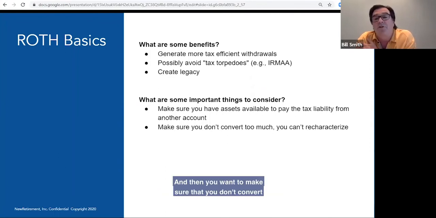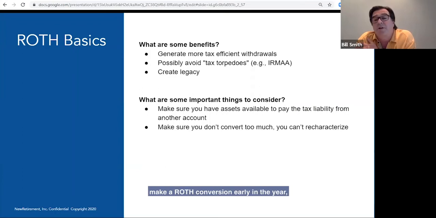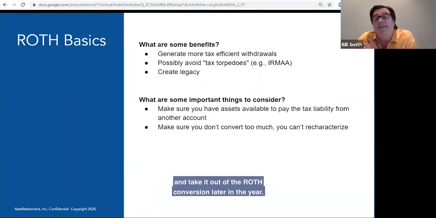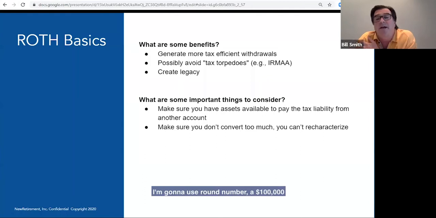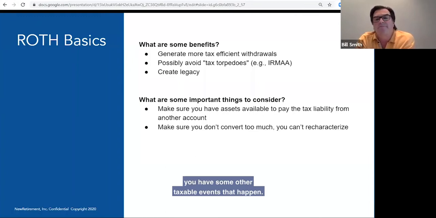And then you want to make sure that you don't convert too much in a particular year. It used to be that you could make a Roth conversion early in the year, and then you could switch it back and take it out of the Roth conversion later in the year. The IRS has done away with that. You can no longer do that. And the reason that's important is, let's say that you've converted, again using a round number, $100,000. And at the end of the year, you have some other taxable events that happen. Maybe you get some mutual funds that kick out some capital gains and dividends. And then all of a sudden, you've converted too much and you've pushed yourself into a higher tax bracket. You don't want to do that.